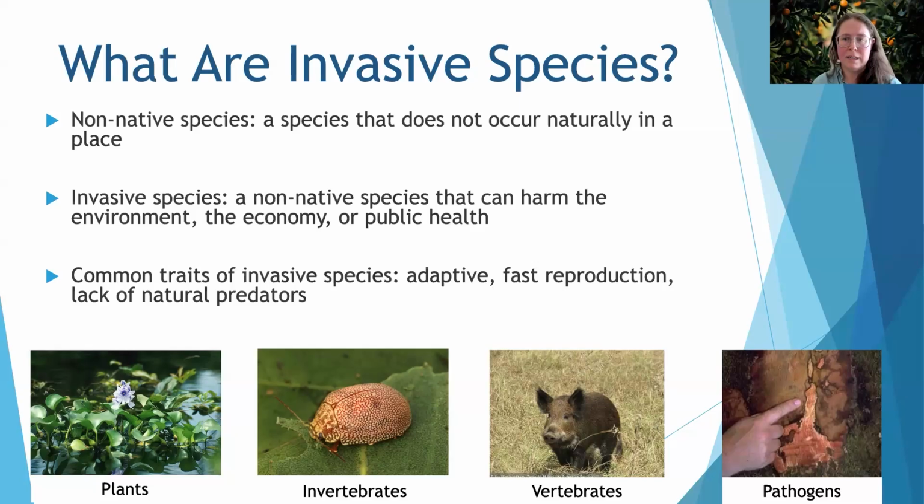They tend to have certain characteristics that help them spread easily, including the ability to adapt to many different environments, the ability to reproduce quickly, and lack of natural predators where they're spreading outside of their native habitats. All kinds of organisms can be invasive, including plants, invertebrates, vertebrates, and pathogens.